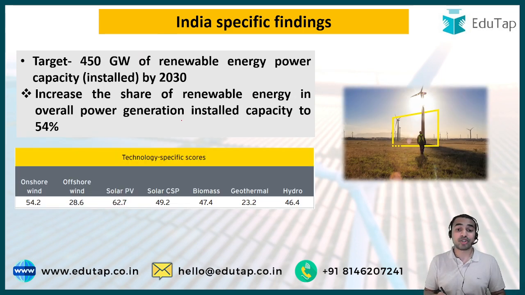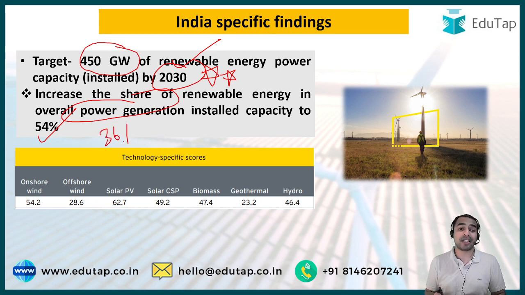And guys, it also says that India has committed to a target of 450 gigawatt of renewable energy power capacity installed by year 2030. So guys, please mark star here. This particular point is very important from the exam point of view. And guys, this also shows that if India achieves this 450 gigawatt of renewable energy power capacity, then it will increase the share of renewable energy in its overall installed power generation capacity to 54%, and it will also increase the gross generation by 36%.